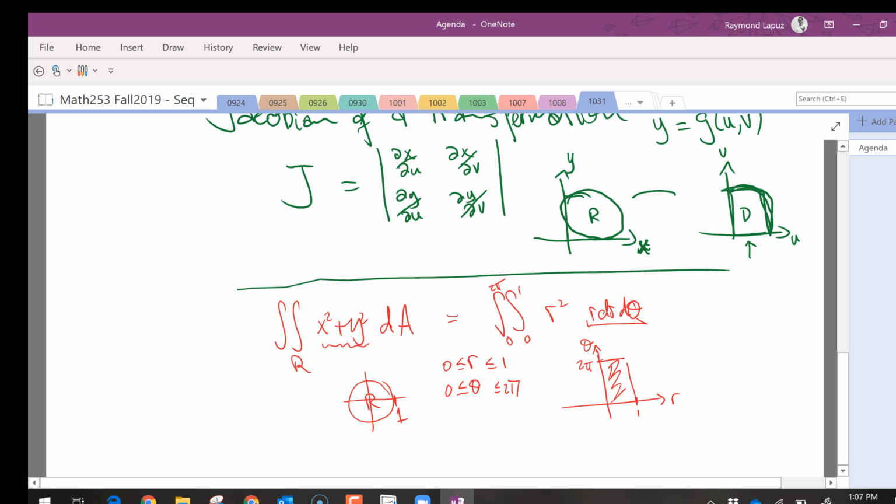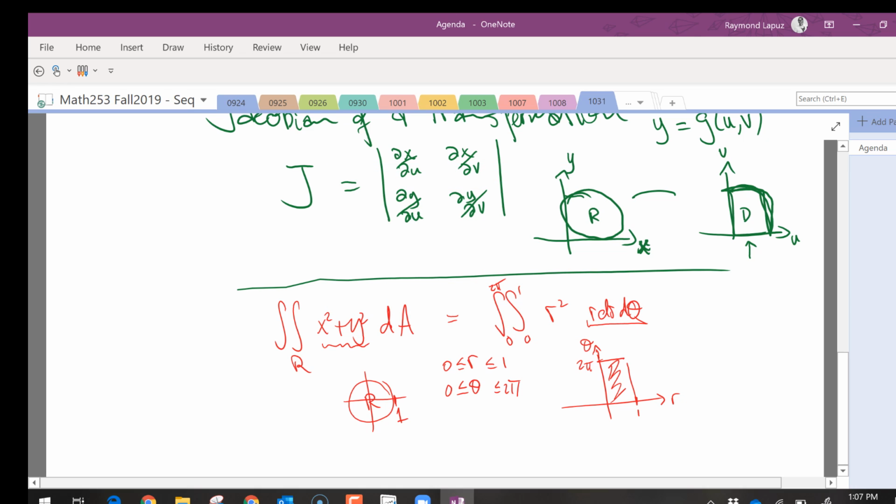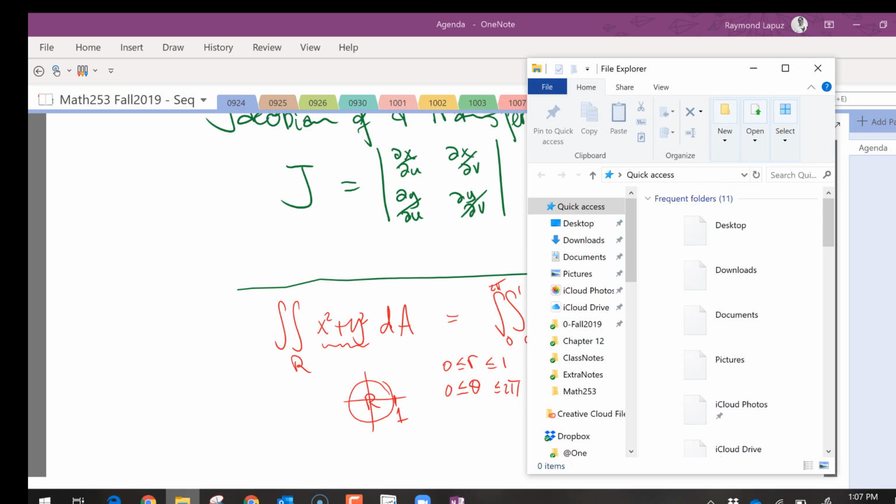And so now, as we start looking at more complicated double or triple integrals, we're going to be able to change coordinate systems into something that's more convenient for us.